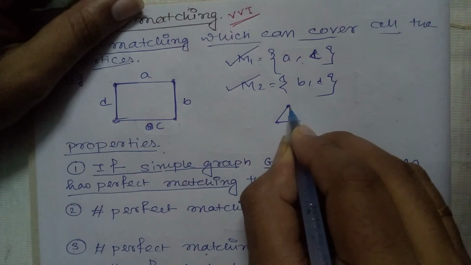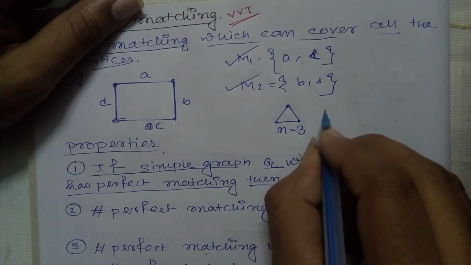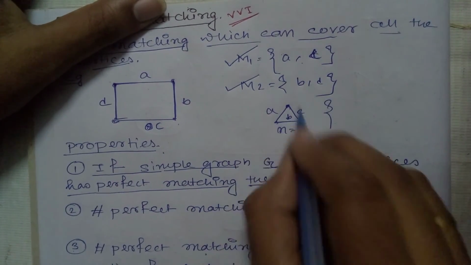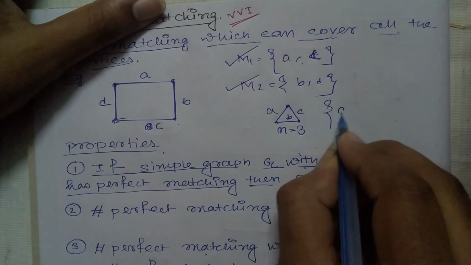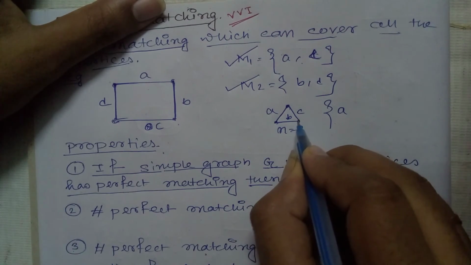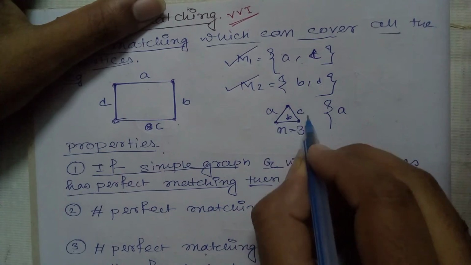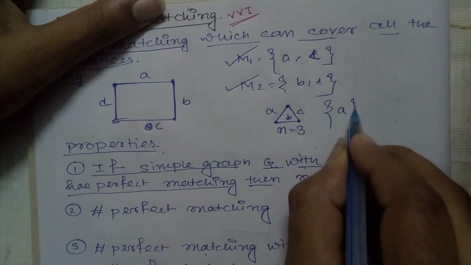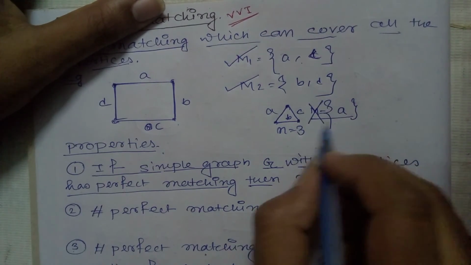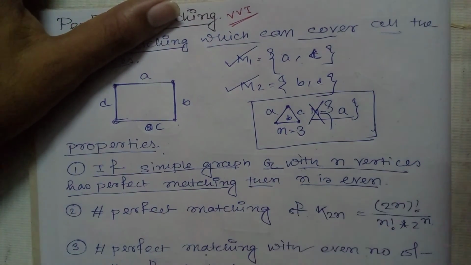So this is one graph with n equal to 3. Let's see if it can have any perfect matching or not. These are the names of the edges. So we can take A, which covers these two vertices. To cover the remaining vertex, we have to take either B or C, but B is adjacent to A, and similarly C is adjacent to A, so we cannot take anything. This is a matching, but it is not a perfect matching, so we can prove this by this example.